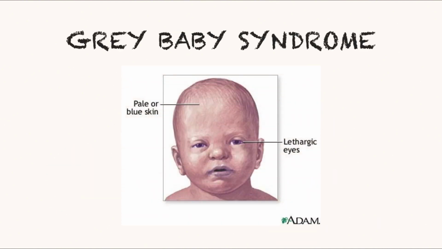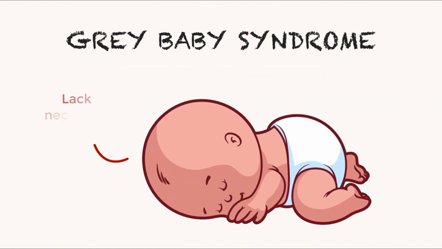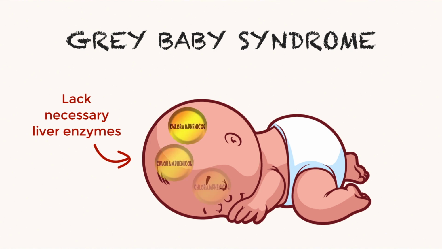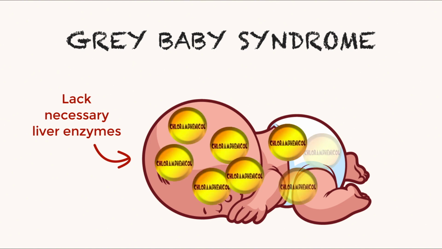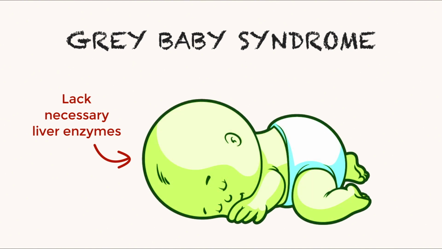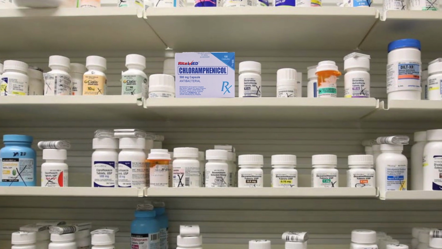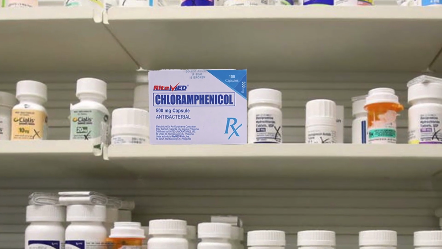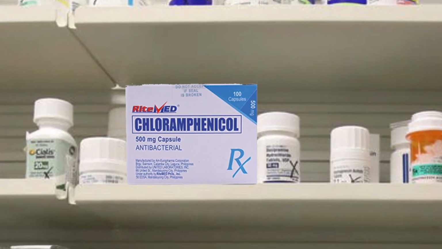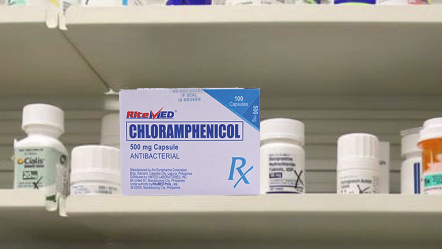Chloramphenicol also causes gray baby syndrome if administered to premature infants. The infant's lack of necessary liver enzymes to metabolize this drug leads to accumulation of chloramphenicol in the infant. This leads to toxification of chloramphenicol in premature babies. That is why today, chloramphenicol is a drug that is only recommended when safer antibiotics are not available.